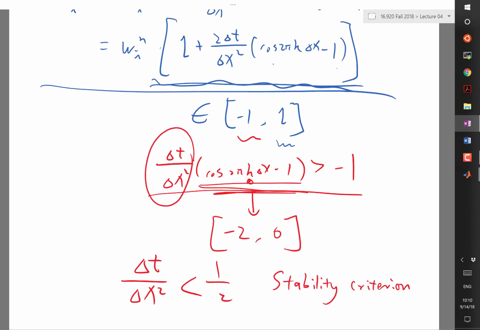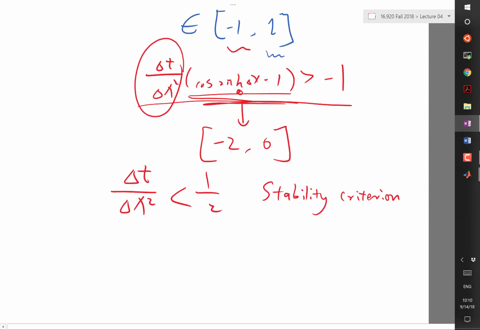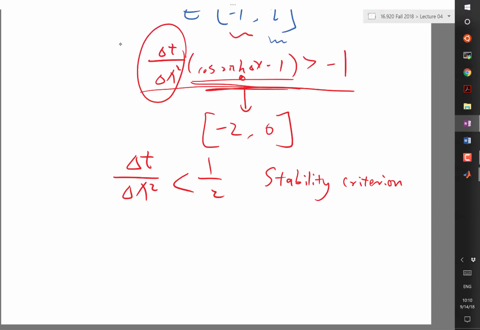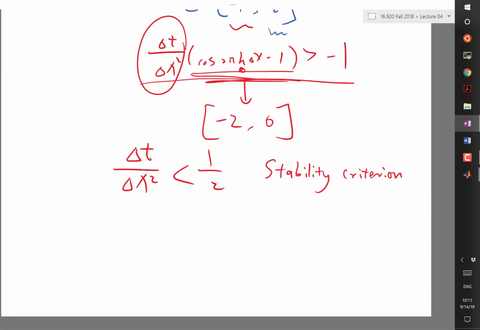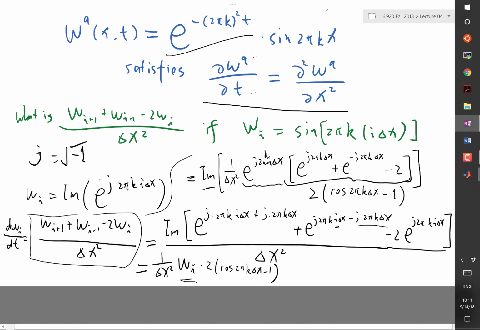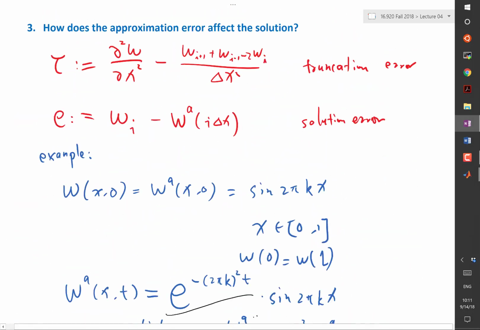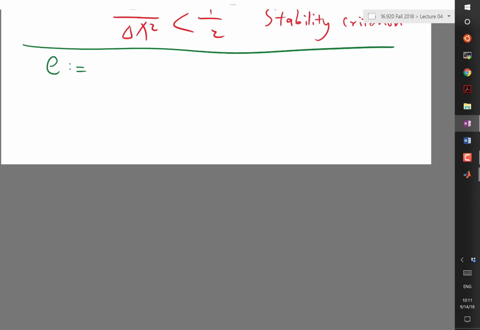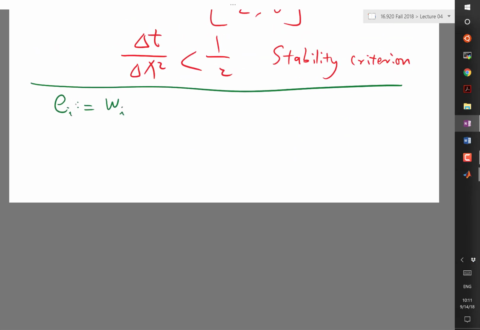So that's the criterion I have to satisfy for the heat equation to be stable. And it has very dramatic consequences on the error analysis. Because if you look at the equation satisfied by the error, it actually satisfies the same equation as the numerical scheme. So if you look at the error, how do we define it? Some people define it one way, some people define it the other way. Yeah, we define it as the difference between numerical and analytical solution, Wi minus Wi analytical.